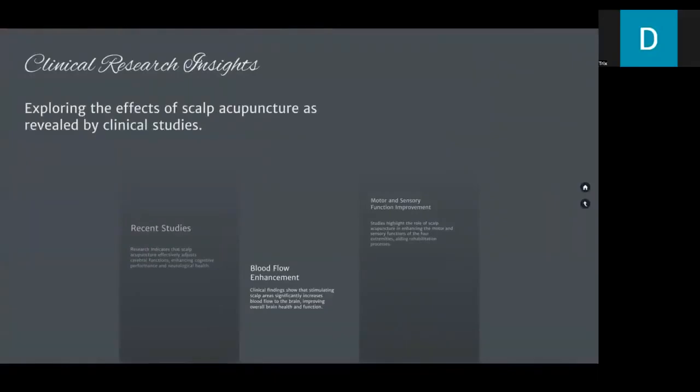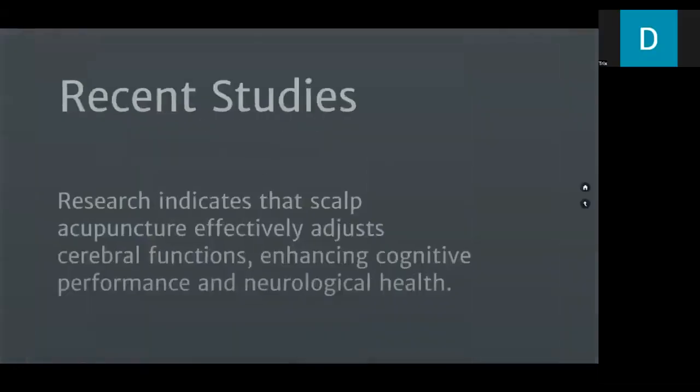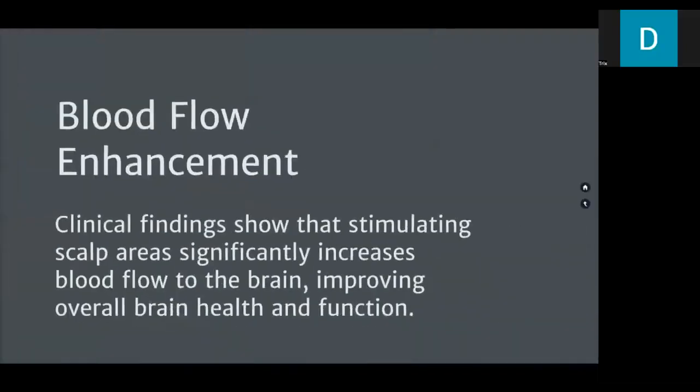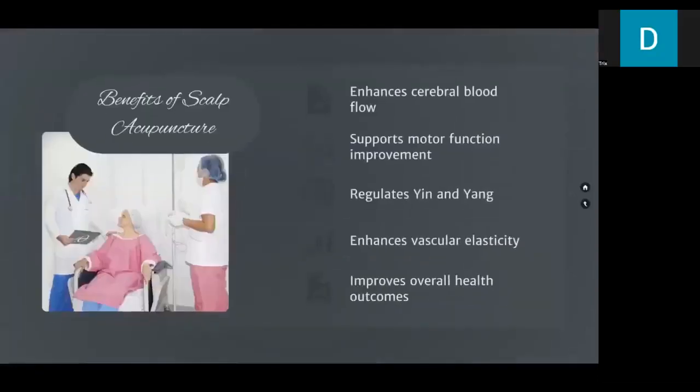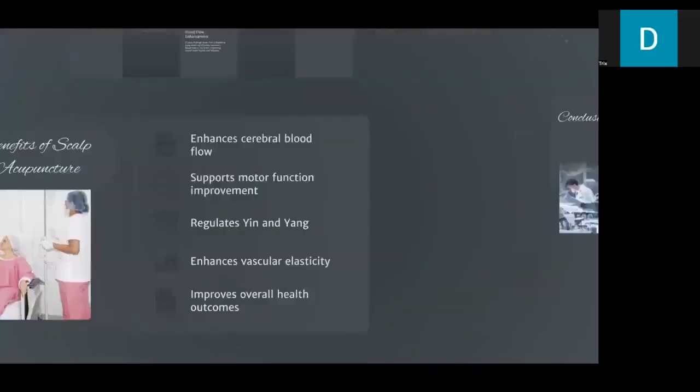Clinical research insights, exploring the effects of scalp acupuncture as revealed by clinical studies. In recent studies, research indicates that scalp acupuncture effectively adjusts cerebral functions, enhancing cognitive performance and neurological health. Blood flow enhancement: clinical findings show that stimulating scalp areas significantly increases blood flow in the brain, improving overall brain health and function. Motor sensory function improvement: studies highlight the role of scalp acupuncture in enhancing the motor and sensory functions of the four extremities, aiding rehabilitation processes. Benefits of scalp acupuncture: it enhances cerebral blood flow, supports motor function improvement, regulates the yin and yang, enhances vascular elasticity, and improves overall health outcomes.